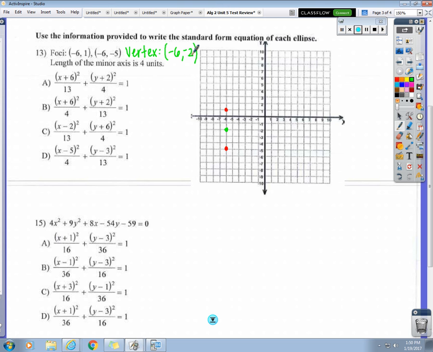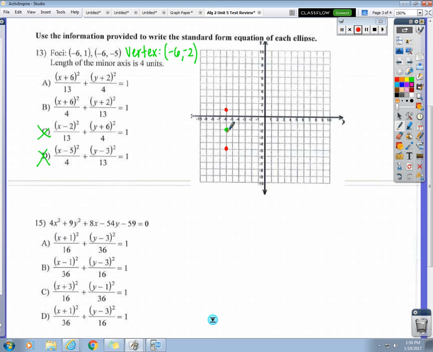So that one's got x plus 6 and y plus 2. That one's got x plus 6 and y plus 2. This one doesn't, and this one doesn't. So just by figuring out where the center goes, we've narrowed it down to A and B. Now, if the length of the minor axis is 4 units, isn't the minor axis going to be this way, because the foci are always on the major?